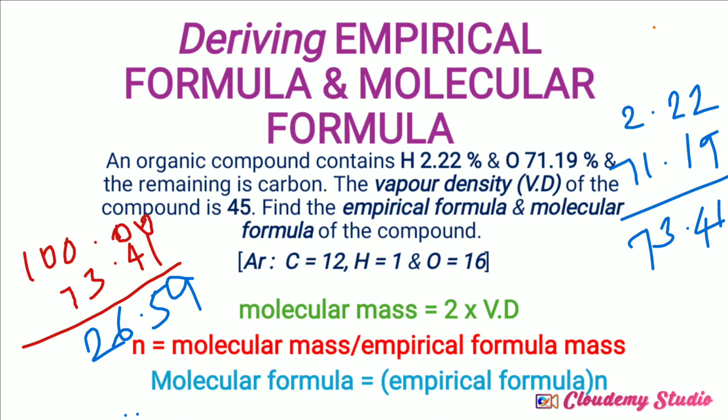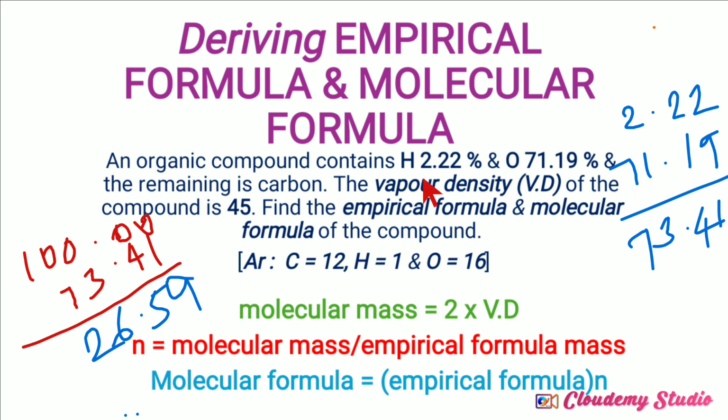Hello friends, let's derive one more empirical formula and the molecular formula of an organic compound. It's given that the organic compound contains hydrogen 2.22% and oxygen 71.19% and the remaining is carbon. The vapor density of the compound is 45. Find the empirical formula and the molecular formula of the compound.